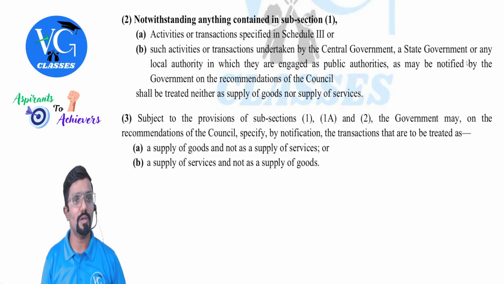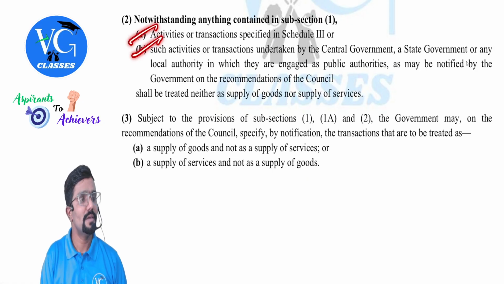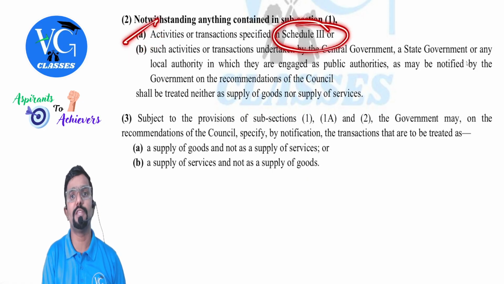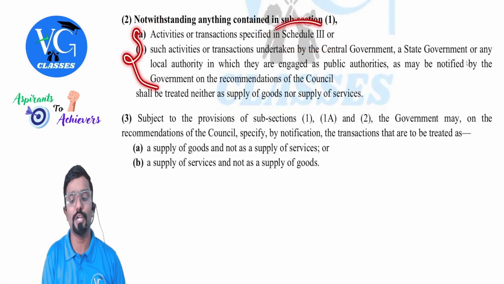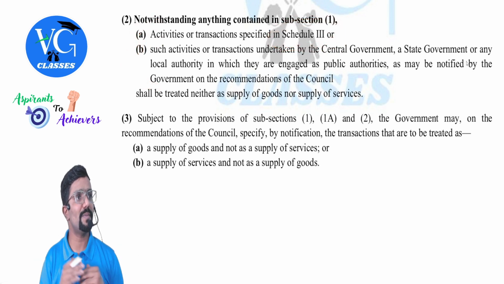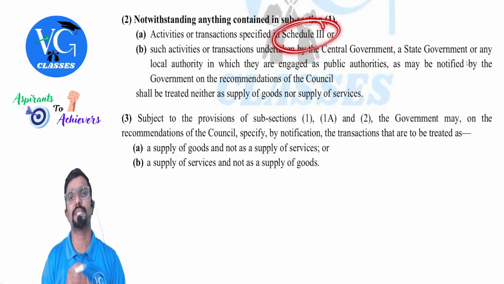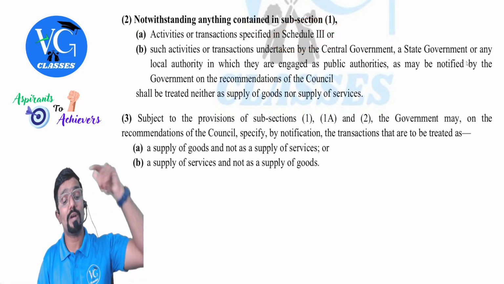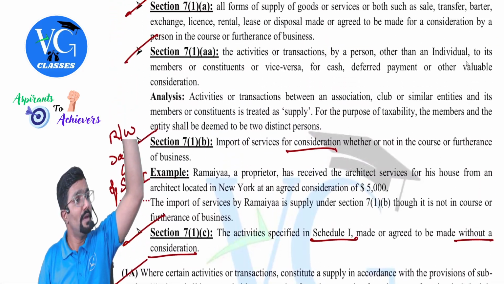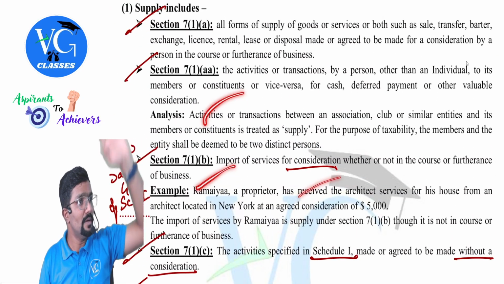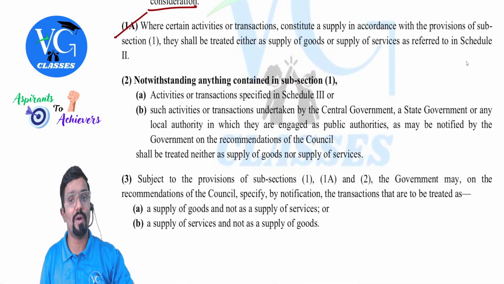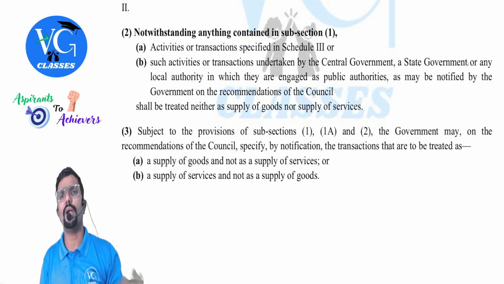So in simple, they have told whatever is covered here. Actually, in first point, we need to refer to schedule 3. Whatever is covered here, read with schedule 3, they are neither the supply of goods nor the supply of services, guys. So now we need to go and check schedule 3, what is covered. See, it might have been covered in subsection 1, it would have been covered somewhere here. But still, if it is covered in schedule 3, what are they telling? It is not a supply.